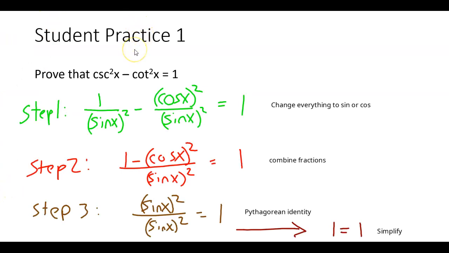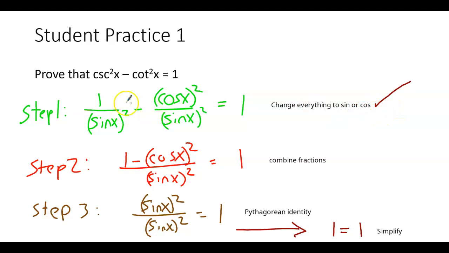All right, guys, so here's our answer to student practice 1. Now, something that I want you guys to start doing with these is labeling your steps with what you did. For the first step here, I just changed everything into sine and cosine, and the result of that would be this. So label that step: change everything to sine and cosine.